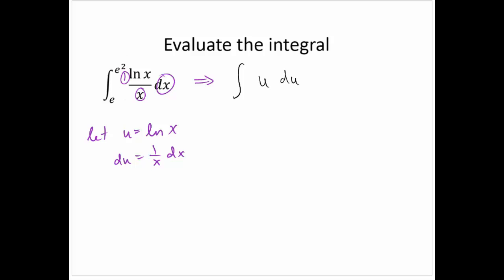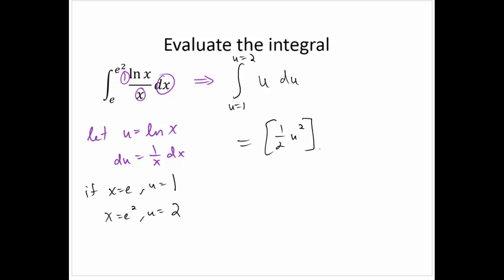Wait a second, I've got to change my limits of integration. If u is the natural log of x, well, if x equals e, then u would be the natural log of e, which is 1. If x equals e squared, then u would be the natural log of e squared, which is 2. So this is from u equals 1 to u equals 2. And this is a simple integral, right? The integral from 1 to 2 of u du would be 1/2 u squared from 1 to 2. I can bring the 1/2 outside, and I'd have 2 squared minus 1 squared. So that's 4 minus 1, which is 3, so 3/2.